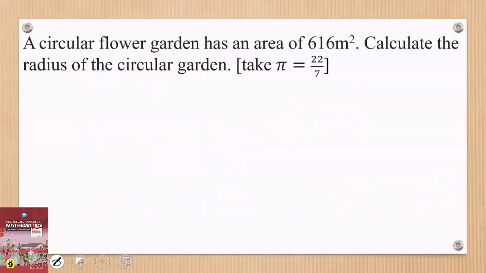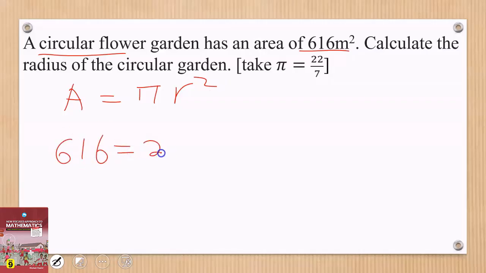A circular flower garden has an area of 616 meters squared. We want to find the radius of the circular garden, knowing pi to be 22 over 7. Once they mention circular flower garden, then we are anticipating a circle, right? So how do we find the area of a circle? We know the area of a circle is pi r squared. Now we know the area given as 616. We know the pi given as 22 over 7. And then the radius we don't know.